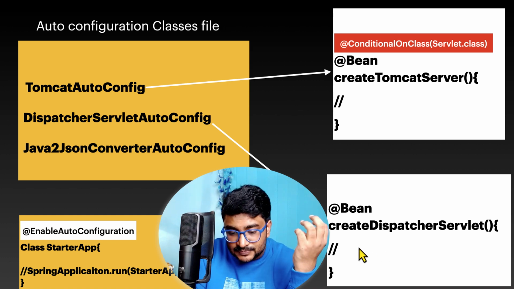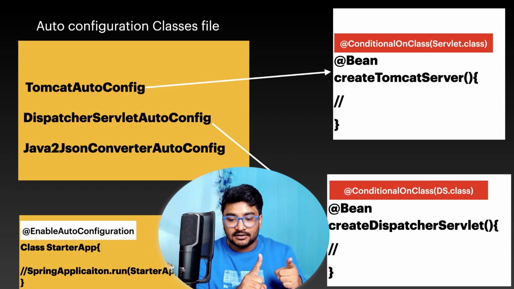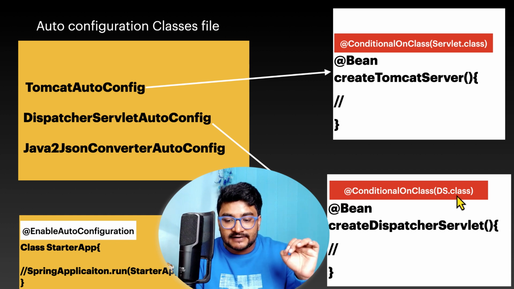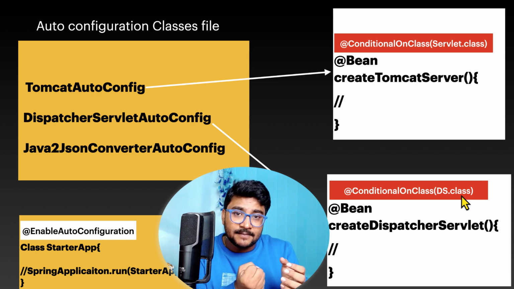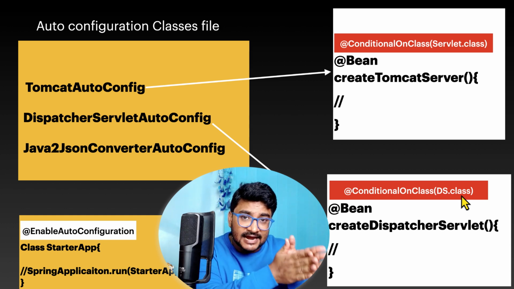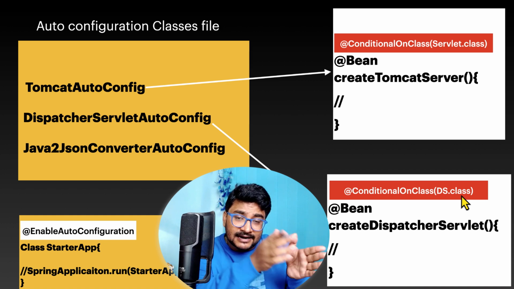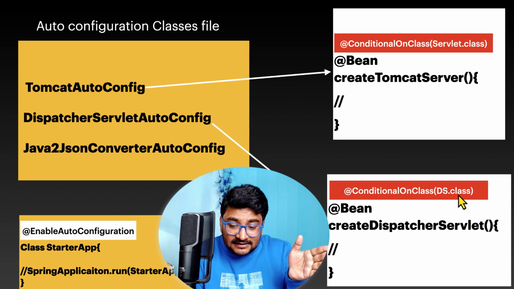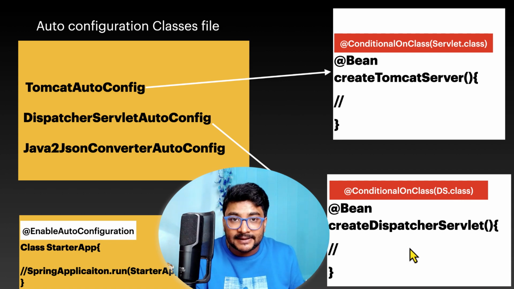So this bean will only be created when there is a conditional on class over here, and if there is a dispatcher servlet, DS means dispatcher servlet. If the dispatcher servlet class is present inside the class path, let's say if you are pulling in the Spring Web MVC dependency and putting it inside your class path. If you have the Spring Web MVC dependency in your class path, internally you are going to get the dispatcher servlet class, right? And if that class is present inside your class path, then only you create this particular bean.